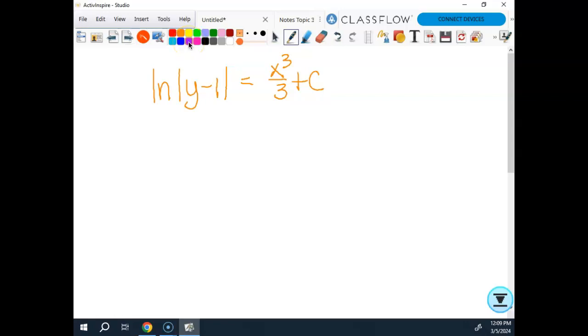But instead of finding c first, we're still going to go about it the same way, meaning that we make e the base and both sides become our exponents, right? So when I take e to the natural log of the absolute value of y minus 1, that gives me y minus 1. We are just dropping the absolute values. They get very confusing as to why. You're just going to have to go with it.